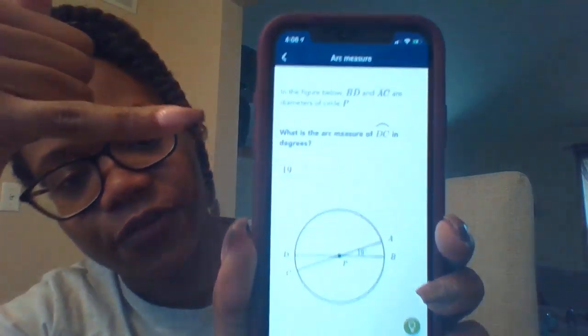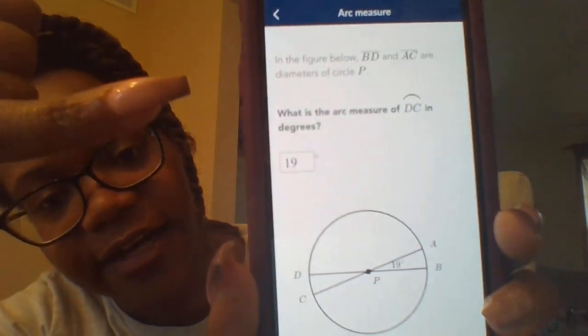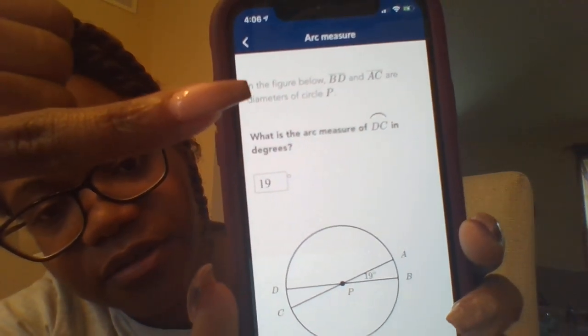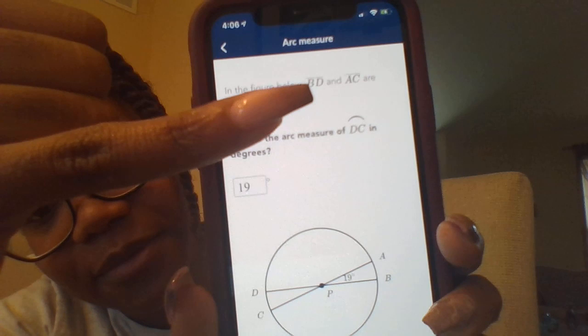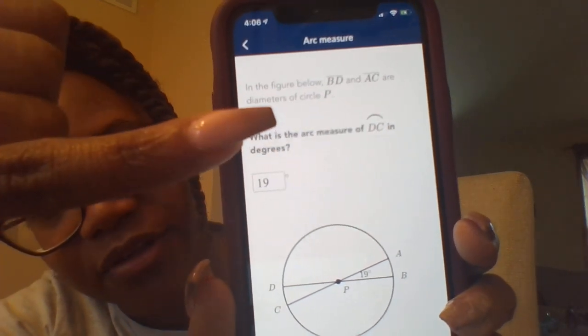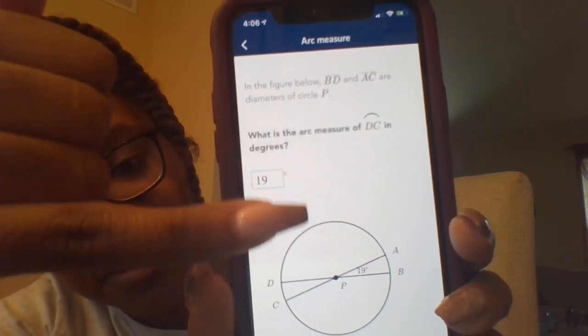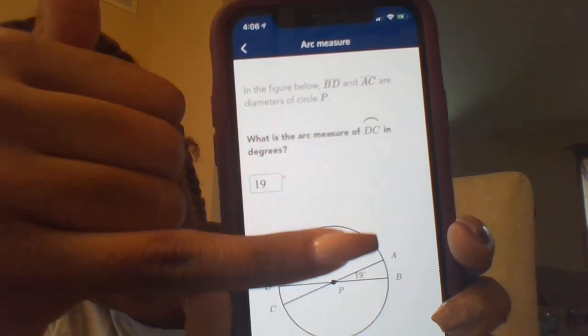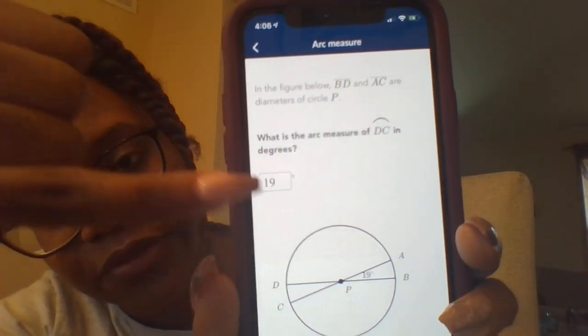Now let's look at the Khan Academy problem sets that were assigned for this review topic. I gave you 2 sets. One set just focusing on arc measure without equations. So the first problem in my set, we're given this diagram, and we're told in the figure below, segment BD and segment AC are diameters to circle P. So that means this is a diameter, this is the diameter.